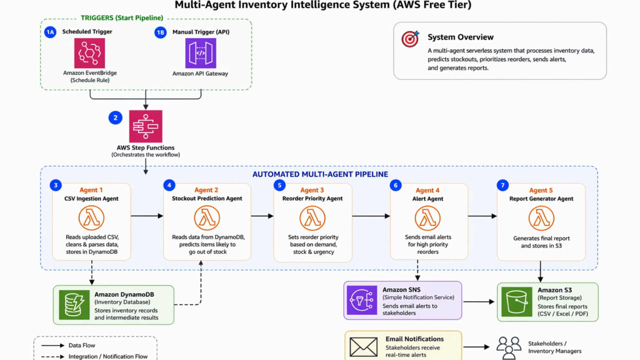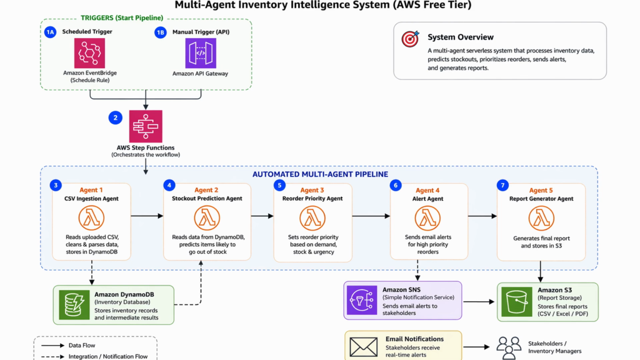Hello everyone. Today I'm going to walk through a project I built completely on AWS, a multi-agent inventory intelligence system, and I have learned more about cloud architecture from this project. What happens in this project is that the system starts when I upload a spreadsheet and it runs on a schedule rule using AWS EventBridge, and it can also be triggered manually through an API call.